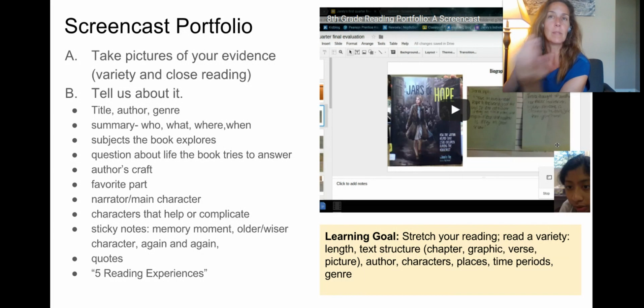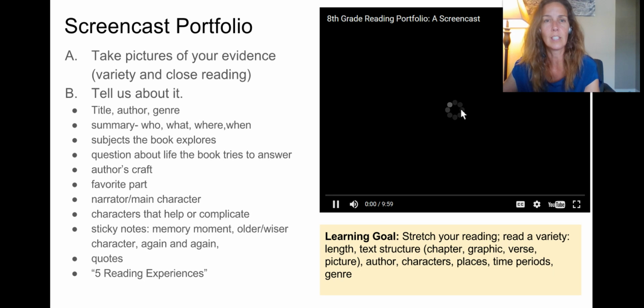So by that midterm and the end of the quarter, we've talked about summary and subjects and author's craft and character development. We've talked about using sticky notes for notice and note, like memory moments, older and wiser characters, again and again, all the things that you've done with your mini lessons. The students have created in their slideshow, and then they're going to narrate it with Screencastify and talk about what they learned. So I don't know if this is going to come through or open a new screen. Yeah, here we go.